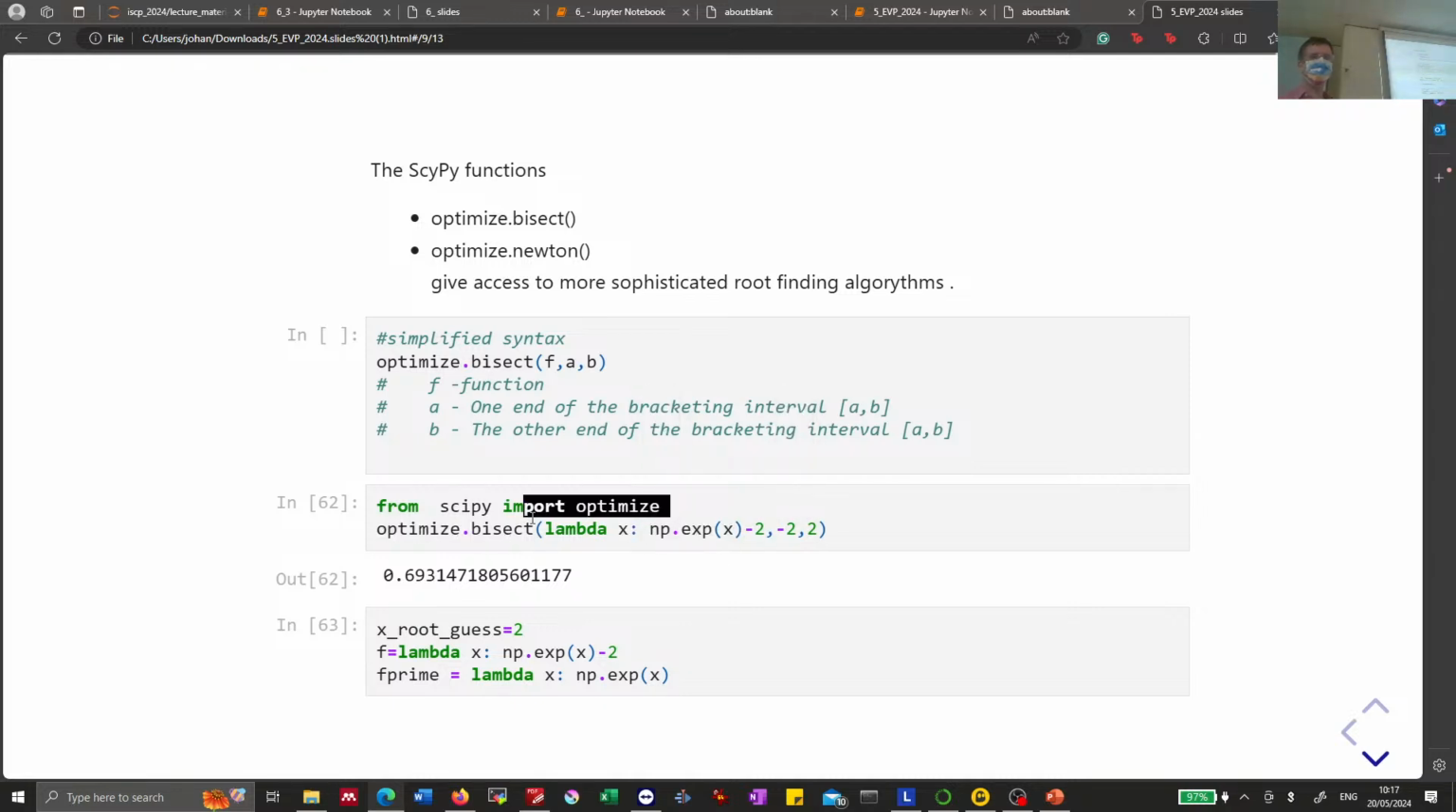And when I called the bisect method here, I actually get a result. The root is 0.693144718. What do you know about the bisection method?